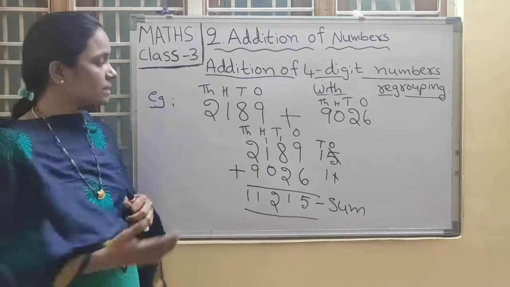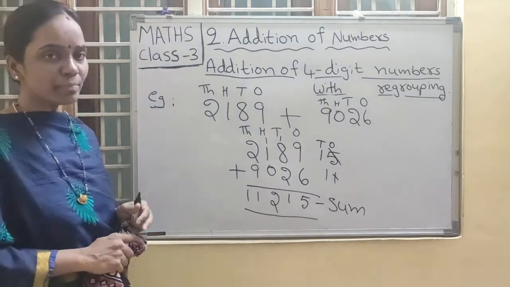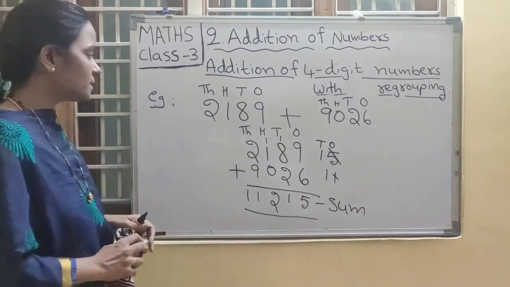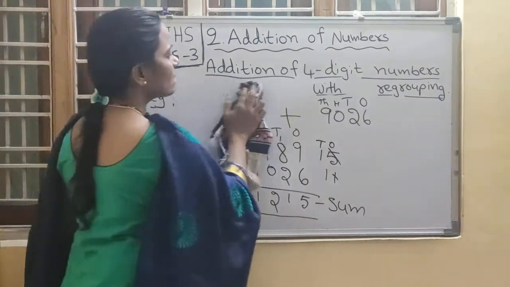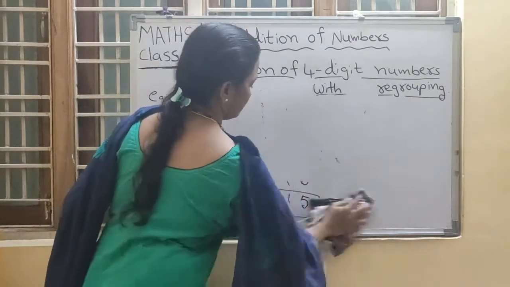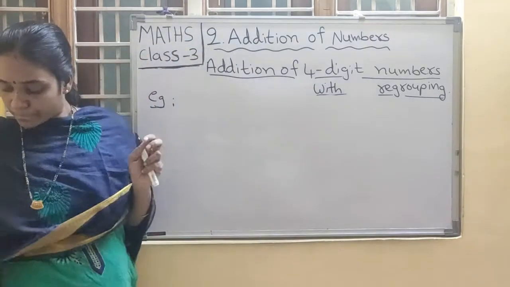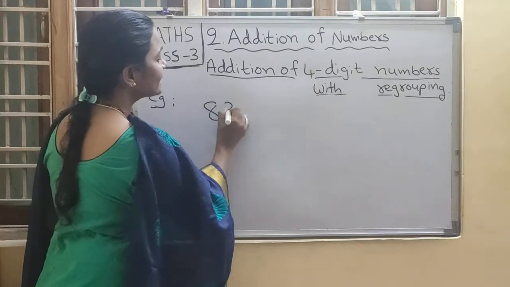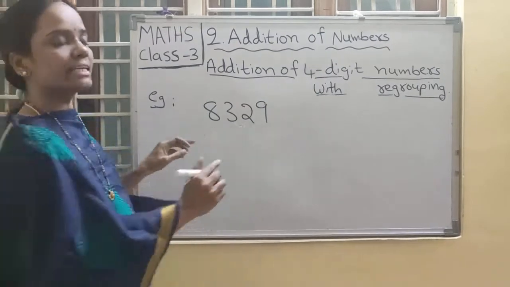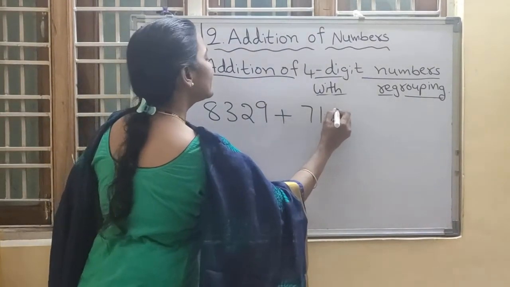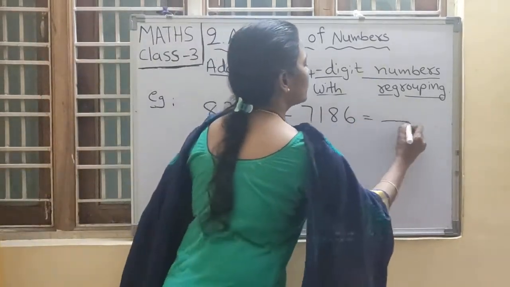One more example. Please note it down, children. I am going to take another example. Along with me, you have to do in your running notebook. You can pause the video and you can note it. The next example. 8,329. What is the first number? 8,329 plus 7,186. What is the second number? 7,186. What is the sum? We have to find out.